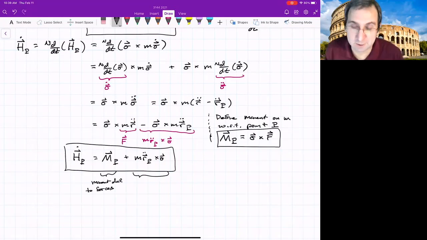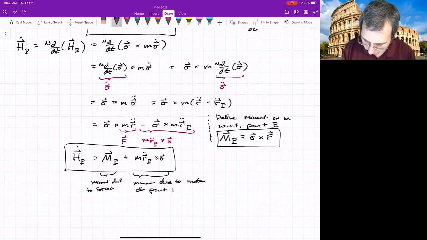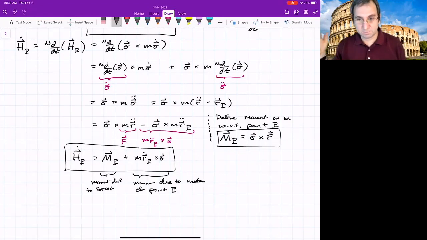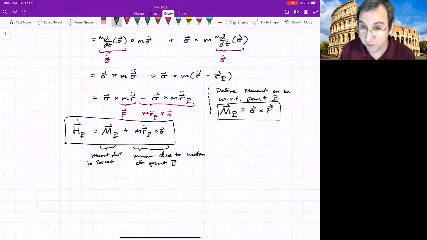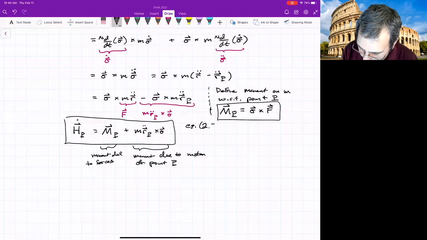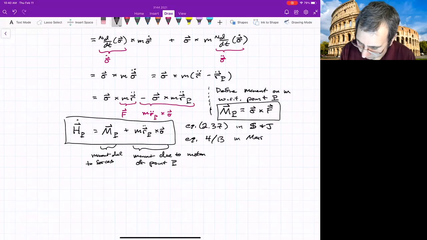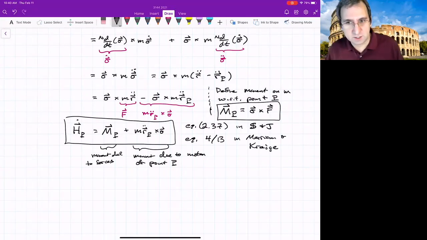And then this looks like a moment due to the motion of the point P. This disappears if P is moving with no acceleration. If the acceleration is 0, meaning moving with constant speed and constant velocity, that term would drop out. But in general, it won't, so it is going to affect, say, how the pendulum moves. You probably learned this from Meriam and Craig. This is equation 2.37 in Schaub and Junkins, and equation 4/13 in Meriam and Craig. They probably intended to use it just for 2D things. We'll be using this for 3D things.